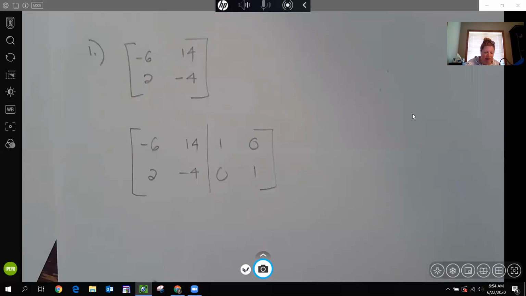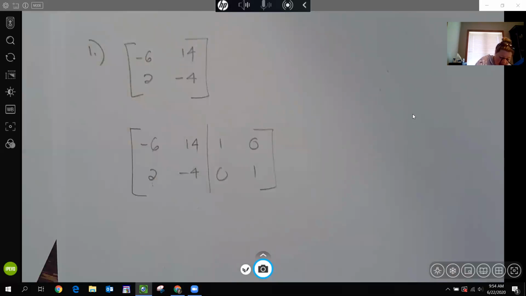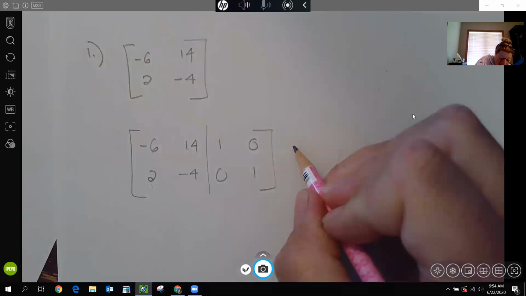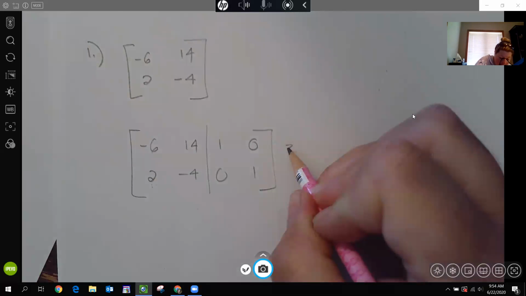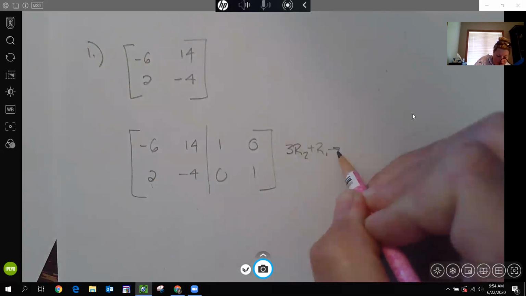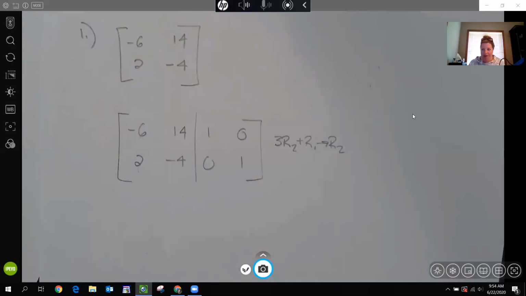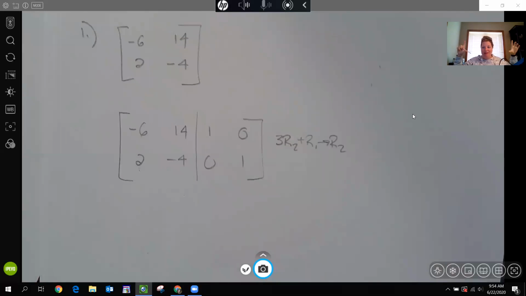We want a 0 here first. So if I times this row by 3, then I would have a 6 and -6, so it'd go to 0. So I'm going to take 3 times row 2, then add it to row 1 and replace it on row 2. Again, we're only changing one row. We're going to times the bottom row, add them together, and that becomes the new bottom row.